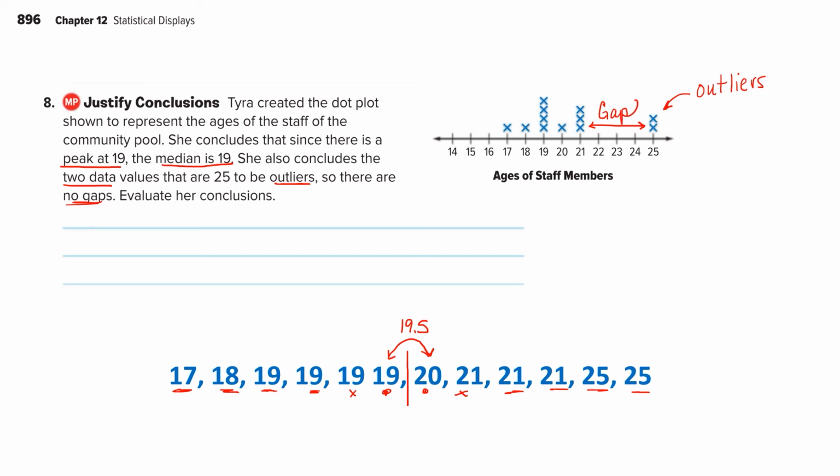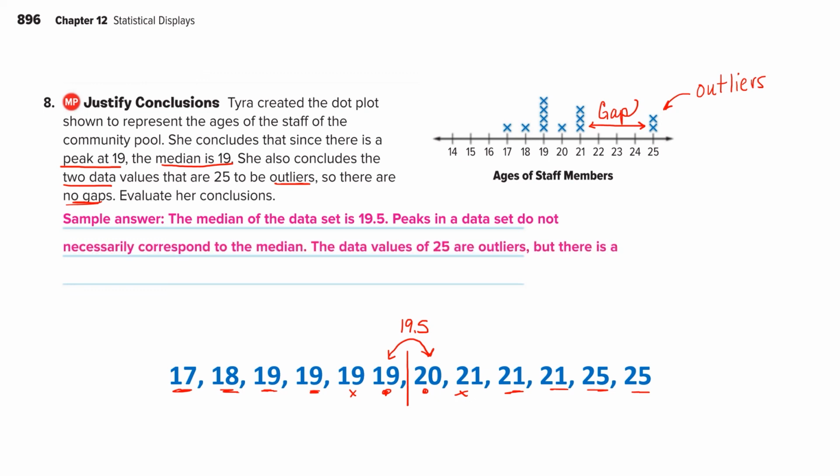All right. The median of the data set is 19.5. Peaks in a data set do not necessarily correspond to the median. The data values of 25 are outliers, but there is a gap between 21 and 25.